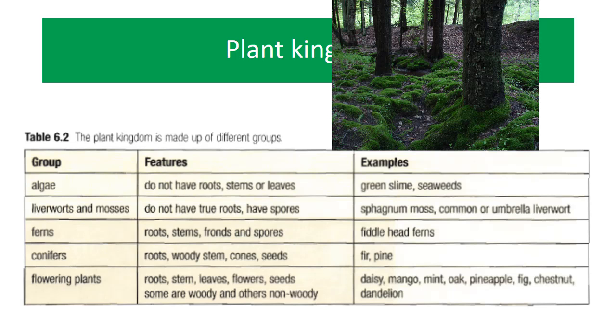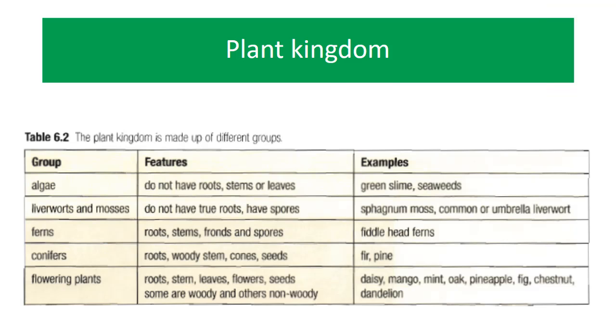So the next one is liverworts or mosses. Mosses are found all over the world. They are also not well developed, but they are growing in many places. They don't have true roots, and they don't have big leaves, and they have spores. By those they are reproducing. Here you can see, for example, Sphagnum moss, common or umbrella liverwort.